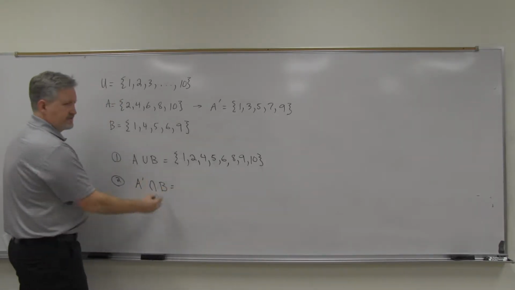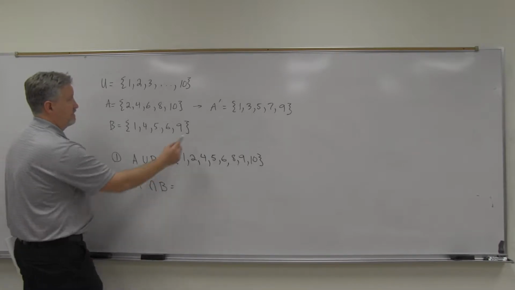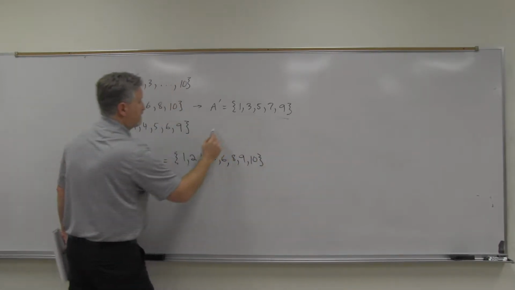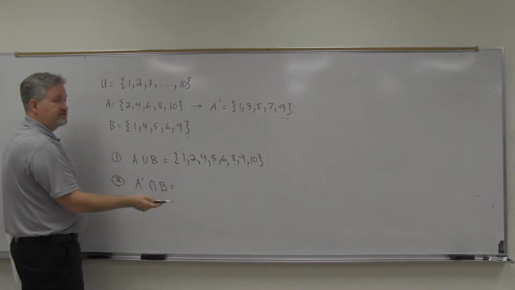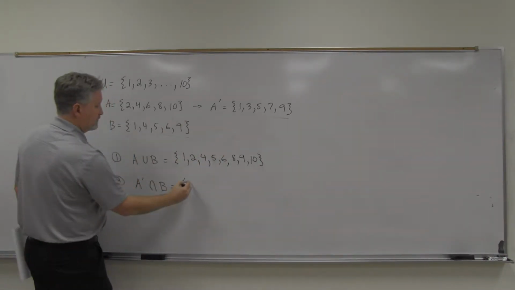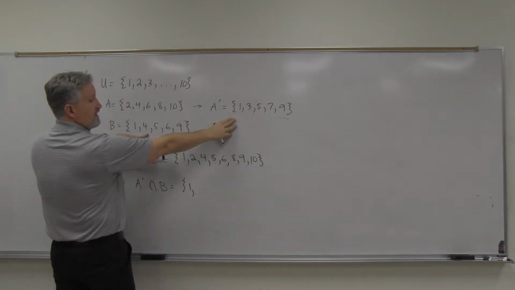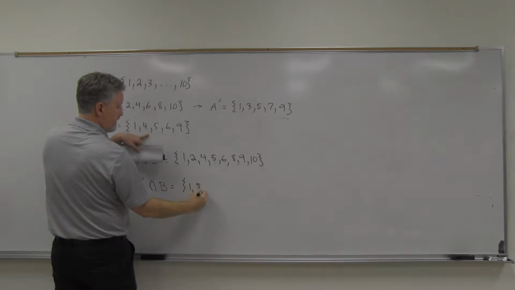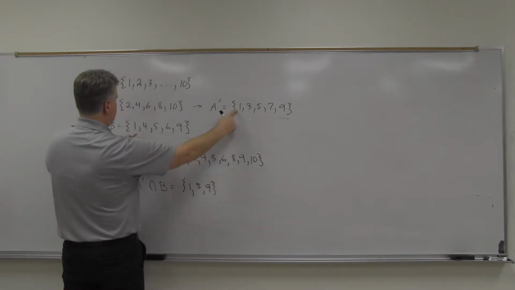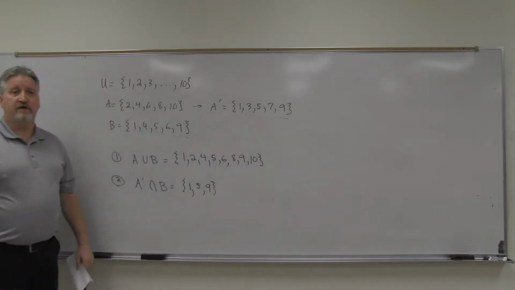Okay, so now it's a little easier to compare. So we want the intersection of this and B. So the intersection is what they have in common. So what do they have in common? 1, this one and this one. 1, 5, 9. Everybody good with that? Both of them have 1, both of them have 5, both of them have 9. That's the only ones they have in common. Okay?